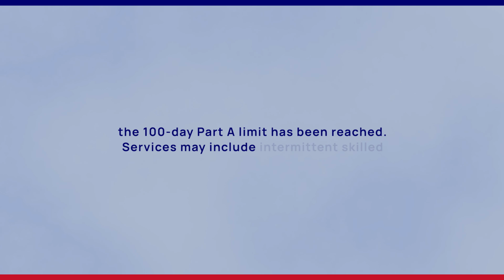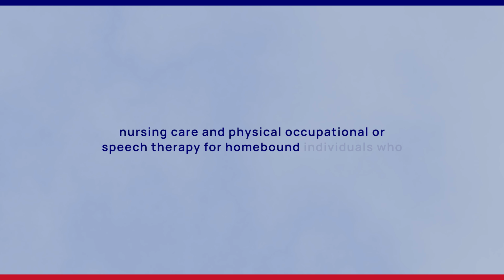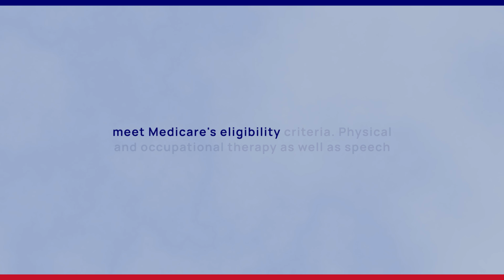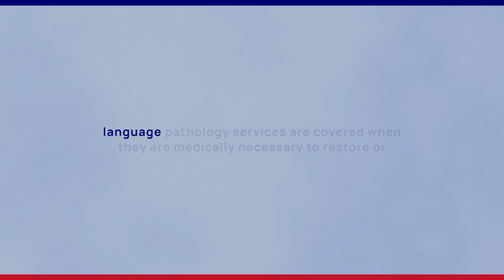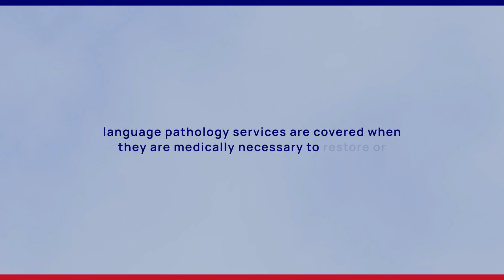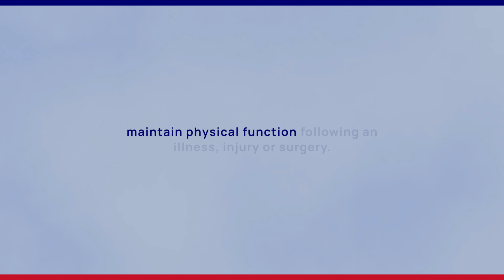Services may include intermittent skilled nursing care and physical, occupational, or speech therapy for homebound individuals who meet Medicare's eligibility criteria. Physical and occupational therapy, as well as speech-language pathology services, are covered when they are medically necessary to restore or maintain physical function following an illness, injury, or surgery.